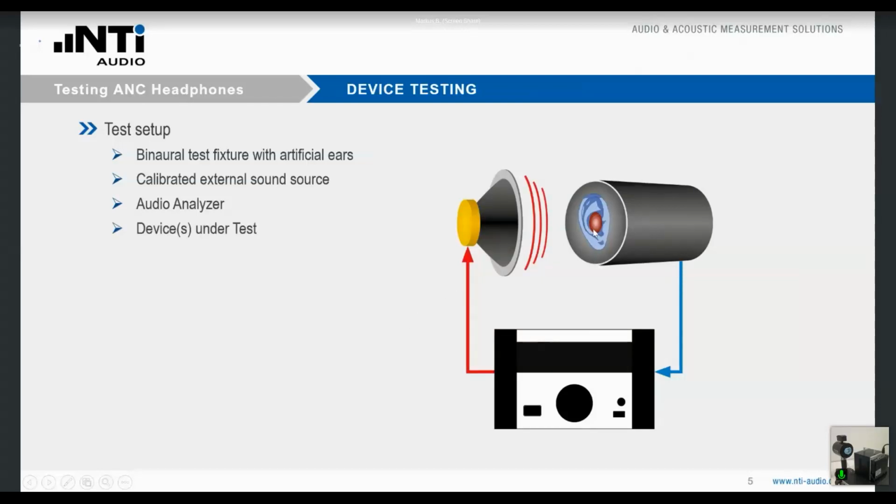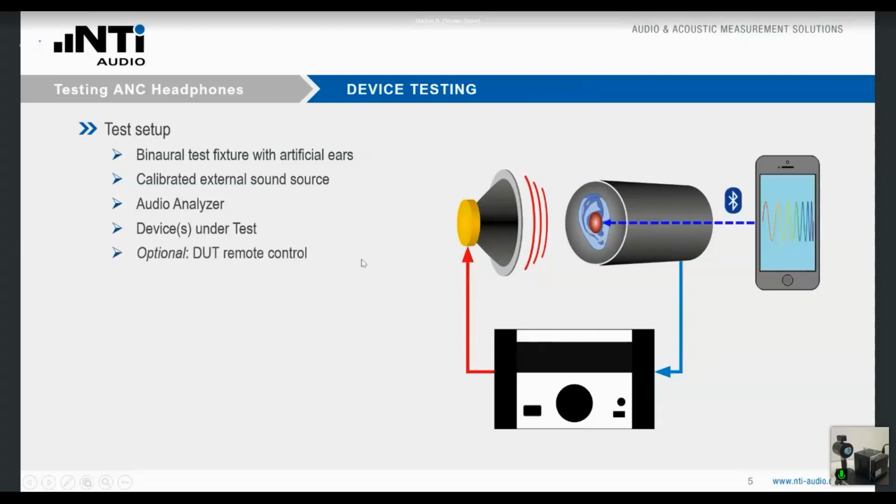Here in my sketch, this would be an in-ear earbud, could be also a headphone. And optionally, you may want to remote control your device under test to switch it on or switch it off, or to activate certain features. So here in my case, I'm using a mobile phone for that, a smartphone, which is connected to the device under test via Bluetooth. So here I can not only switch on and off certain features, I can also replay a test signal, which is important for specific applications. You're going to see that in a minute.